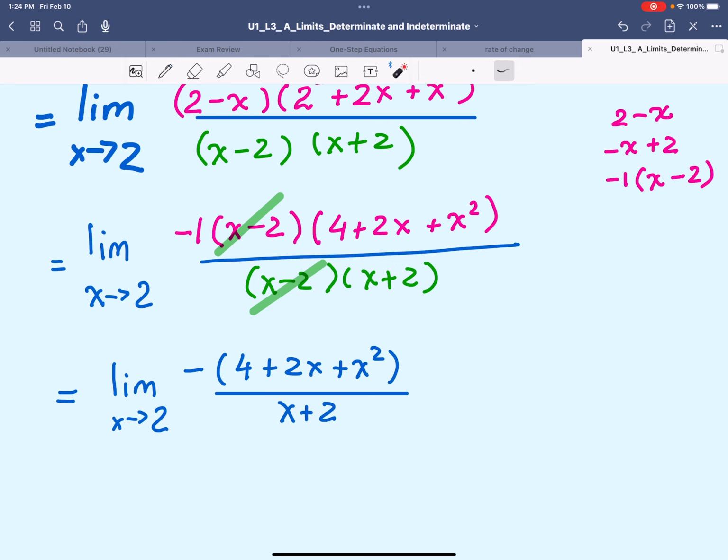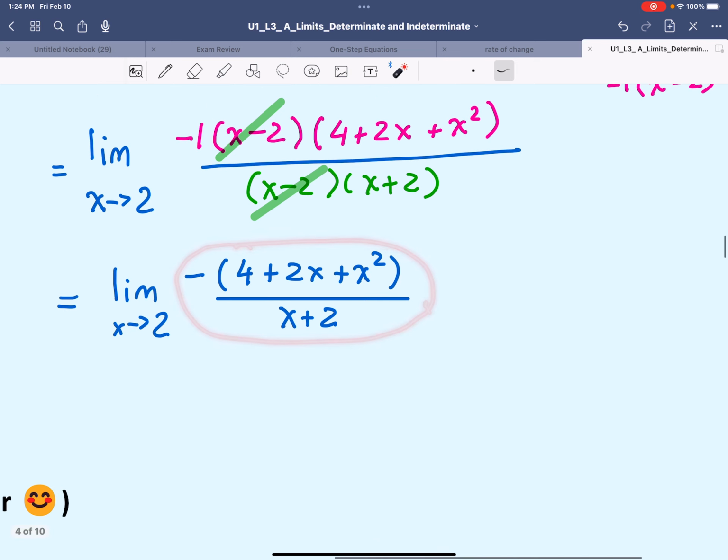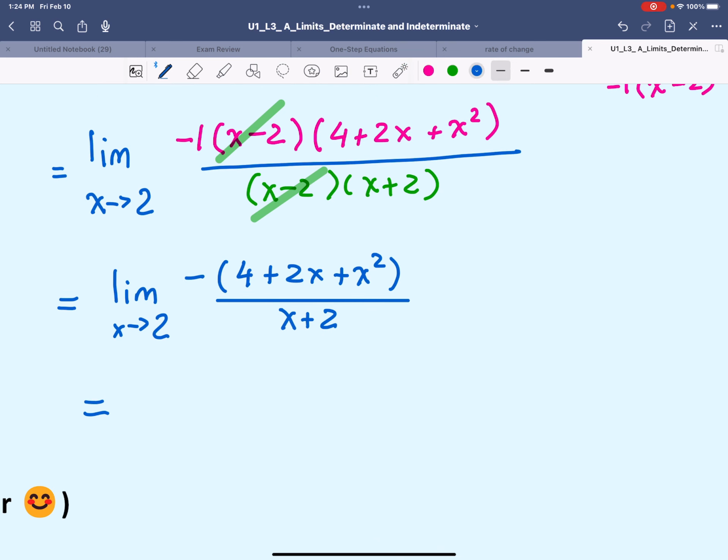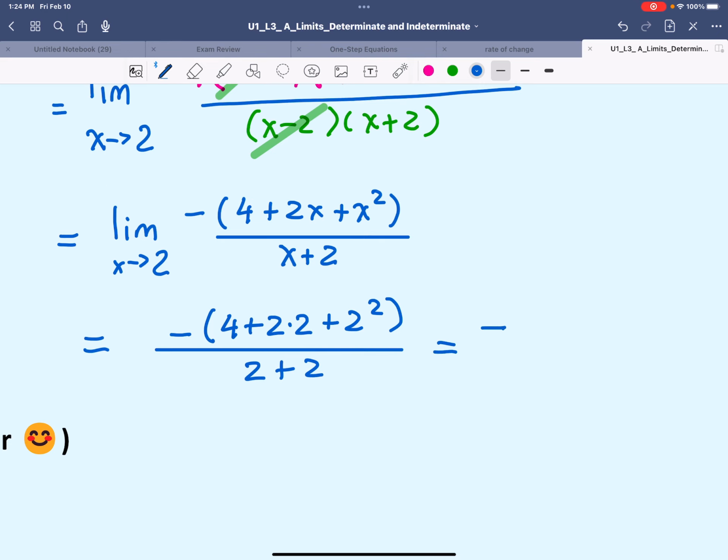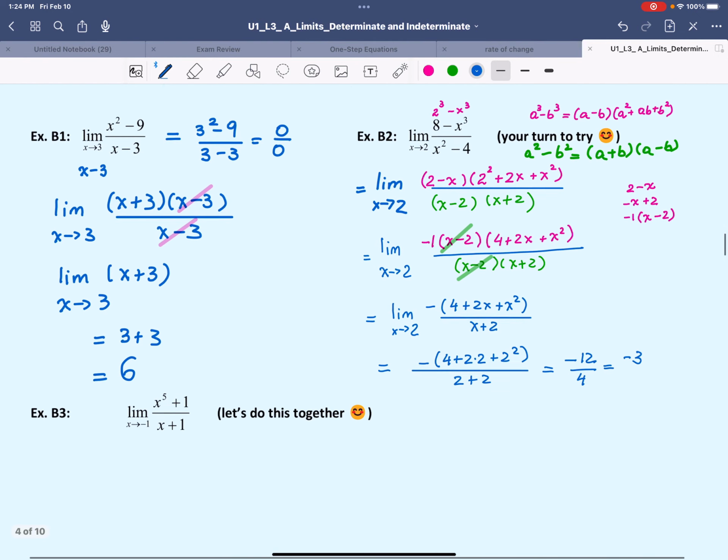Now, remember that this was the indeterminate form, and we have converted this limit into a form we can evaluate, which means we're ready to substitute the number 2. So we have minus, and then we have 4 plus 2 times 2 plus 2 squared over 2 plus 2, and we simplify the numerator, which will be negative. We have a 4 and a 4 and another 4, so 3 of them will make a 12. And in the denominator, we have a 4, and that means that negative 12 over 4 is negative 3, and that would be the limit of this particular function.